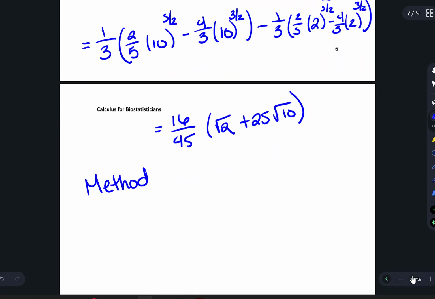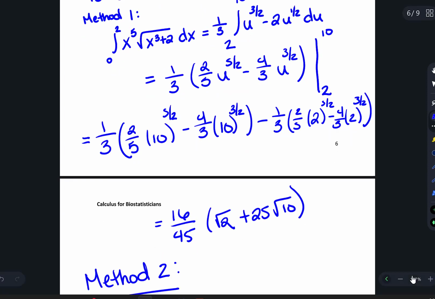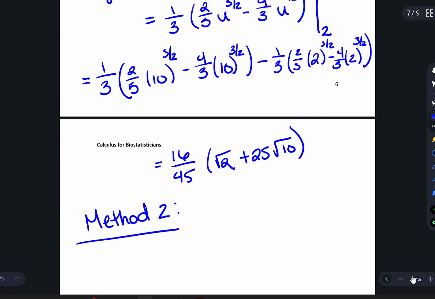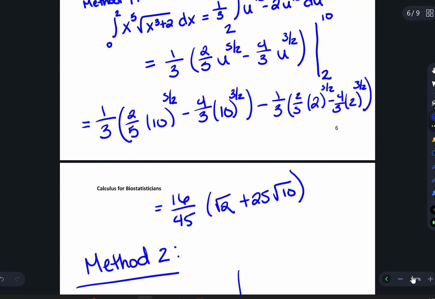So method 2. Here what we did was we substituted in for the lower and the upper bound. The other thing that we could do is, again, start with that indefinite integral where we had x to the 5th, the square root of x cubed plus 2 dx, and we found that that was equal to the indefinite integral.